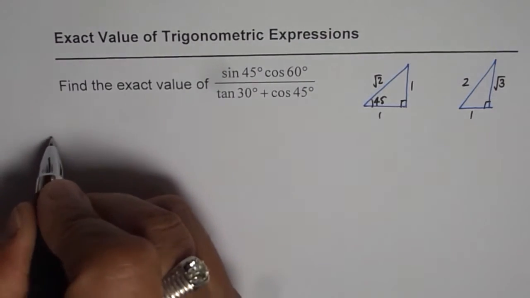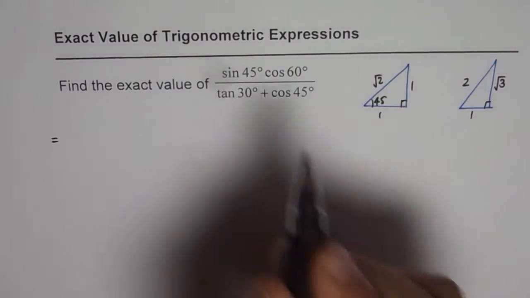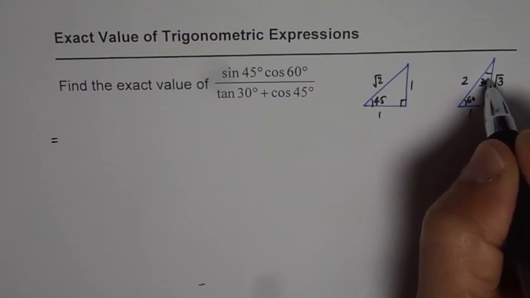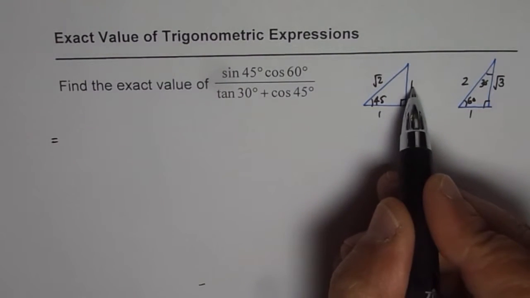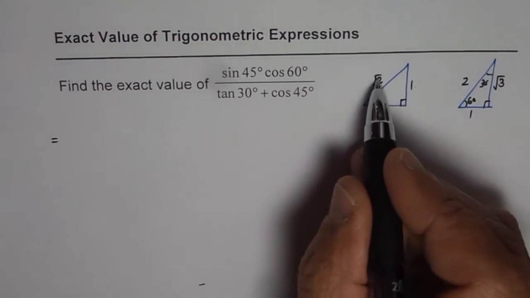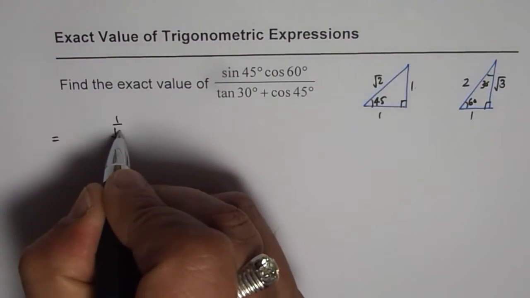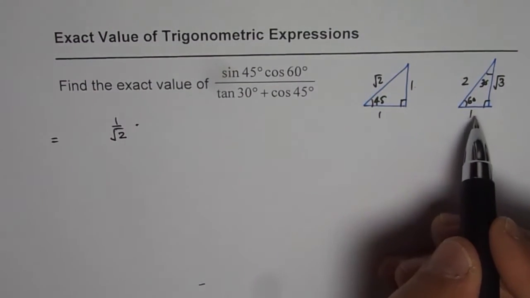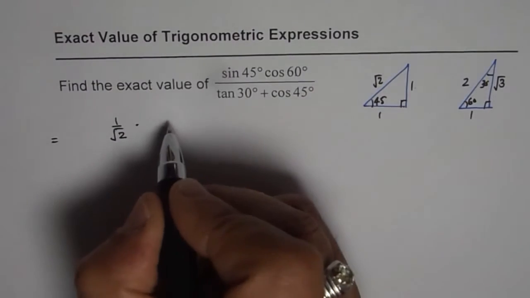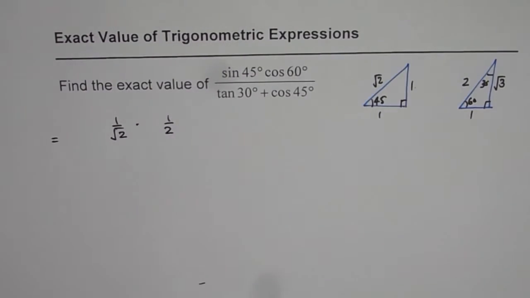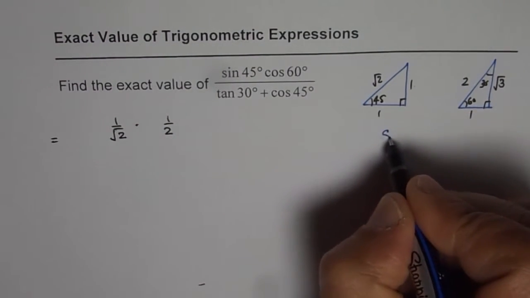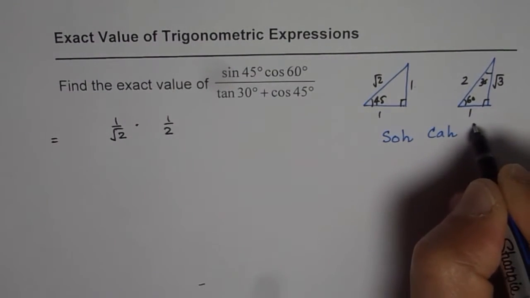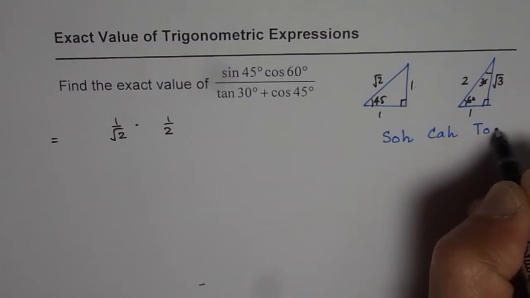Sine 45 is what? So let me write down, sine 45 will be, this is 60 and that one is 30 degrees. Sine 45 will be opposite over hypotenuse, so it is 1 over square root 2. So let me write this as 1 over square root 2 times cos of 60. Cos of 60 is adjacent over hypotenuse, which is 1 over 2, right? Let me also write SOHCAHTOA over here so that it helps you. Sine is opposite over hypotenuse, cos is adjacent over hypotenuse, and tan is opposite over adjacent.